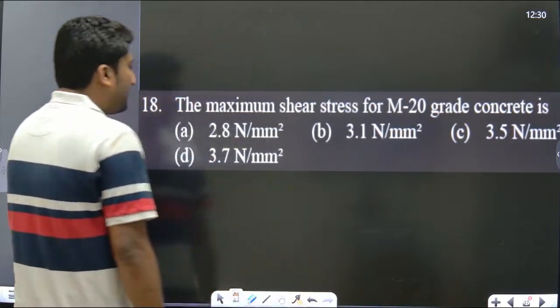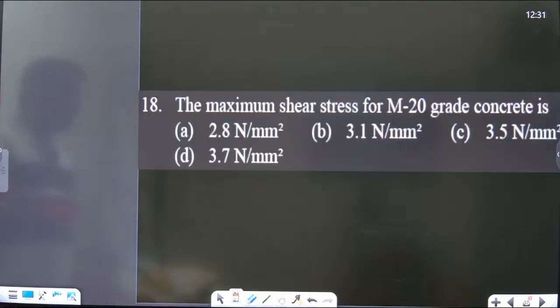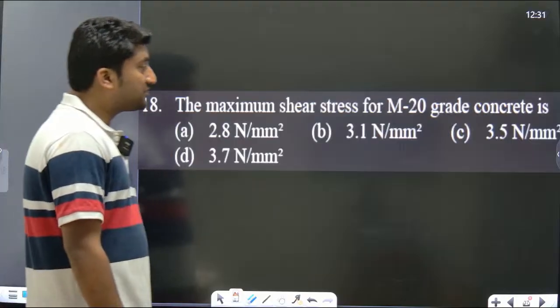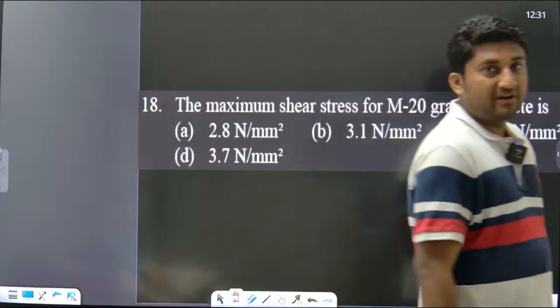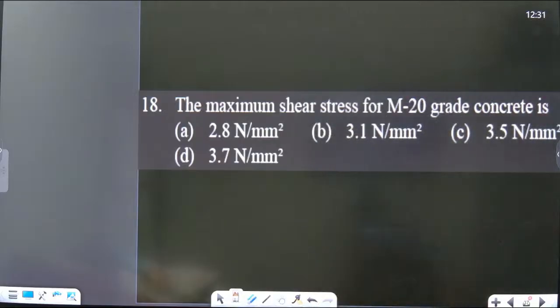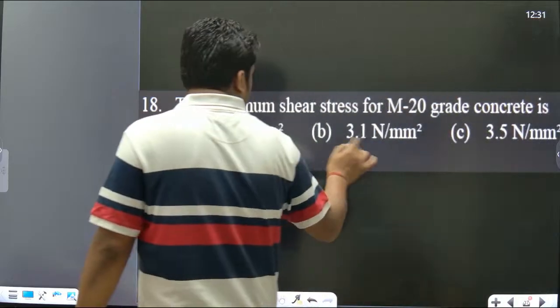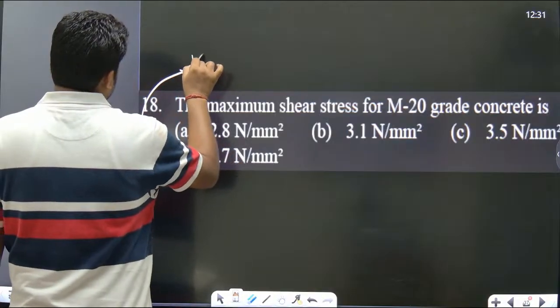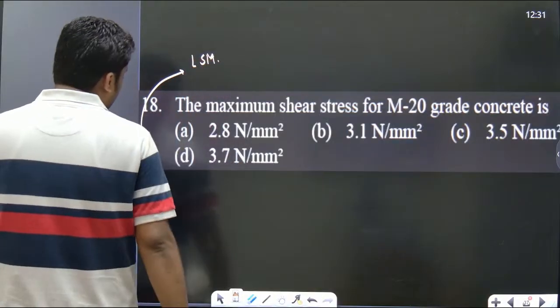Answer this. The maximum shear stress for M20 grade of concrete is? Here you are asked the tau C maximum value for M20 grade of concrete. Now you can see this value 2.8, 3.5. This value is in LSM. So just remember the value of LSM, tau C maximum.